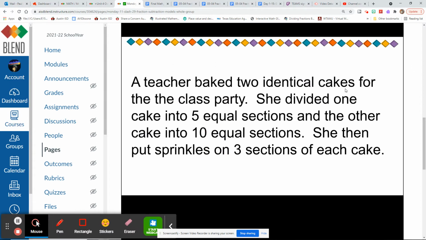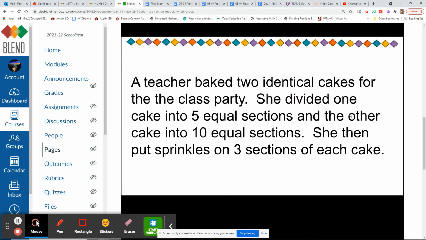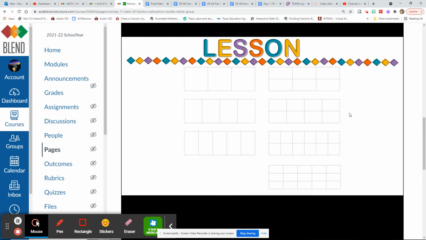Okay, so a teacher baked 2 identical cakes for the class party. She divided one cake into 5 equal sections and the other cake into 10 equal sections. She then put sprinkles on 3 sections of each cake. So let's go back and let's look at this picture. All right, it said that she divided one into 5 equal sections and one into 10 equal sections, and then she put sprinkles on 3 sections.